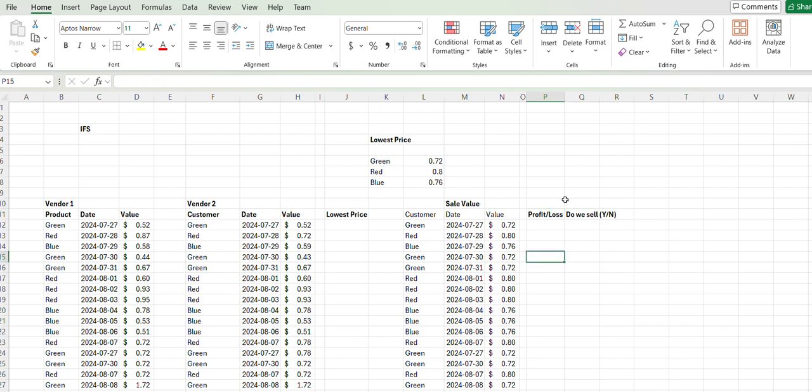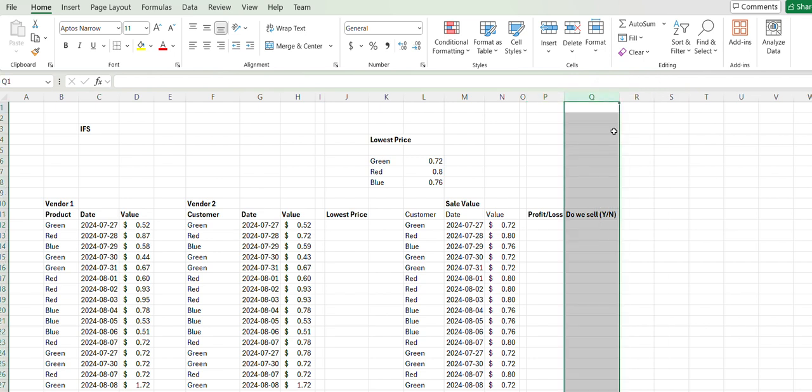So what we're looking for here is first we want to find our lowest cost price, our lowest procurement value. And then we want to get our profit or loss from it. And then we want to put a little qualifier here on the end where we ask ourselves, do we sell or not? Okay, so let's start first to the left and we're going to move right.